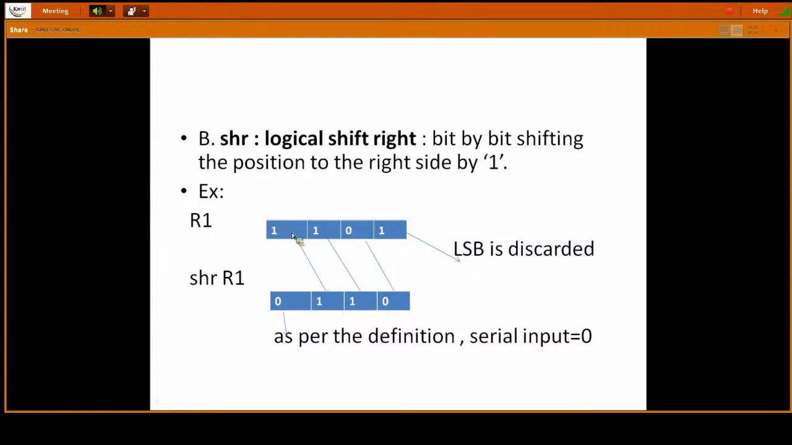But here, if it is a signed number, you will not include this value. This MSB position is used only to represent the sign, right? If it is 1, it represents a minus value. What is the value? 2 power 0 into 1 plus 2 power 1 into 0 plus 2 power 2 into 1, that is 4 plus 1, which is equal to 5. So, the value of this register is minus 5 because the MSB value is 1.